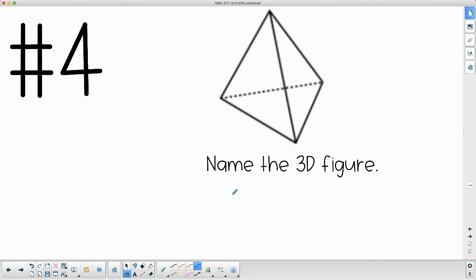Number 4 wants us to name this figure. So remember, pyramids come to a point. Prisms have tops and bottoms that are parallel. So we can see this one all comes to a point. So it's a pyramid. Now look at the shape that it's sitting on as the base. So identify the base, and it's a pyramid.